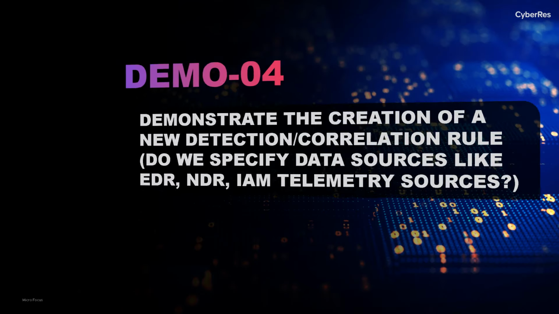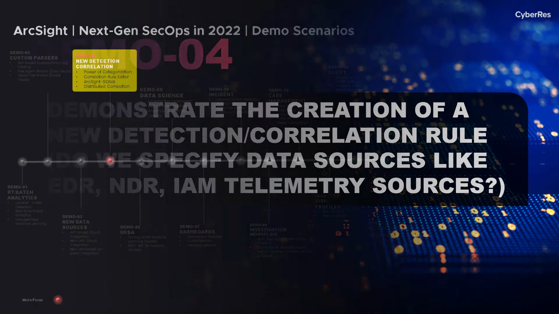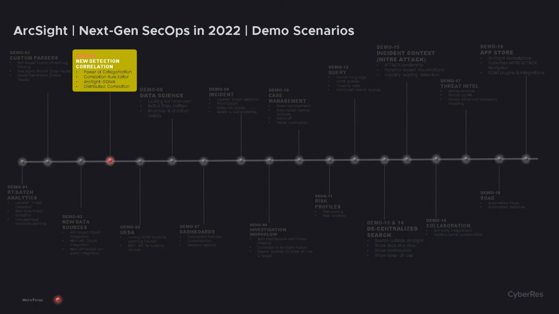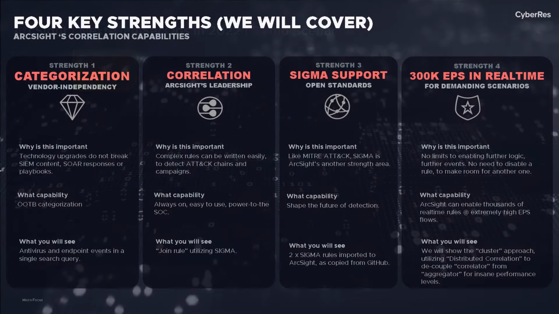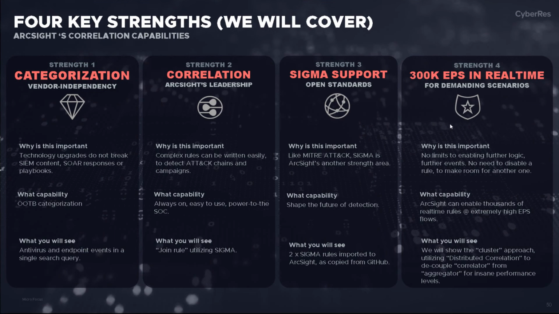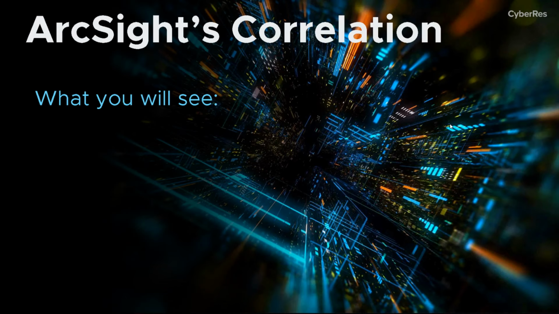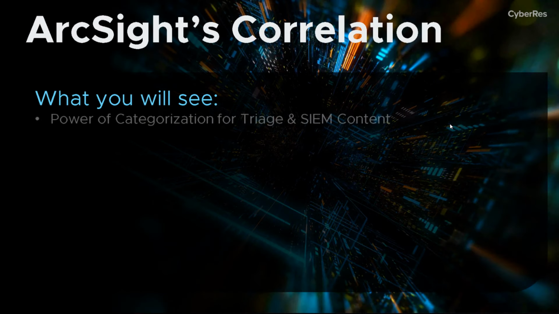Let's start our demo of the fourth use case, focusing on ArcSight's real-time correlation capabilities. Real-time detection has been at the heart of ArcSight since day one, and we continue to push the envelope to achieve ever higher detection results. Correlation is how we achieve this. There are four main topics we'll cover today.